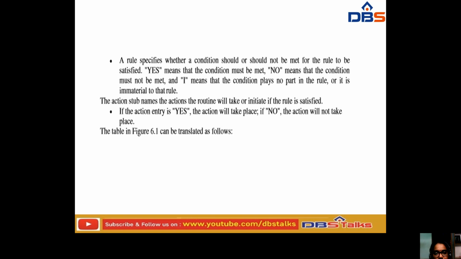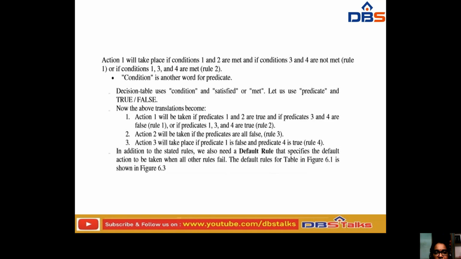So if you have observed this figure 6.1, it can be translated as follows. Action 1 will take place if conditions 1 and 2 are met and conditions 3 and 4 are not met, that is rule 1, or if conditions 1, 3, 4 are met, this is rule 2. First, a condition is another word for a predicate. The decision table uses conditions and satisfied or met. Let us use predicate and true or false.